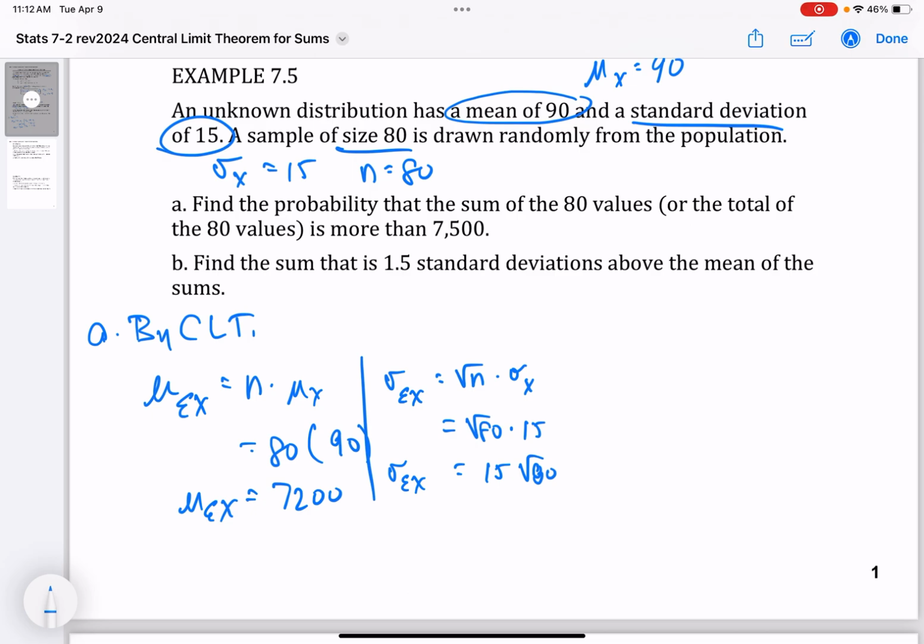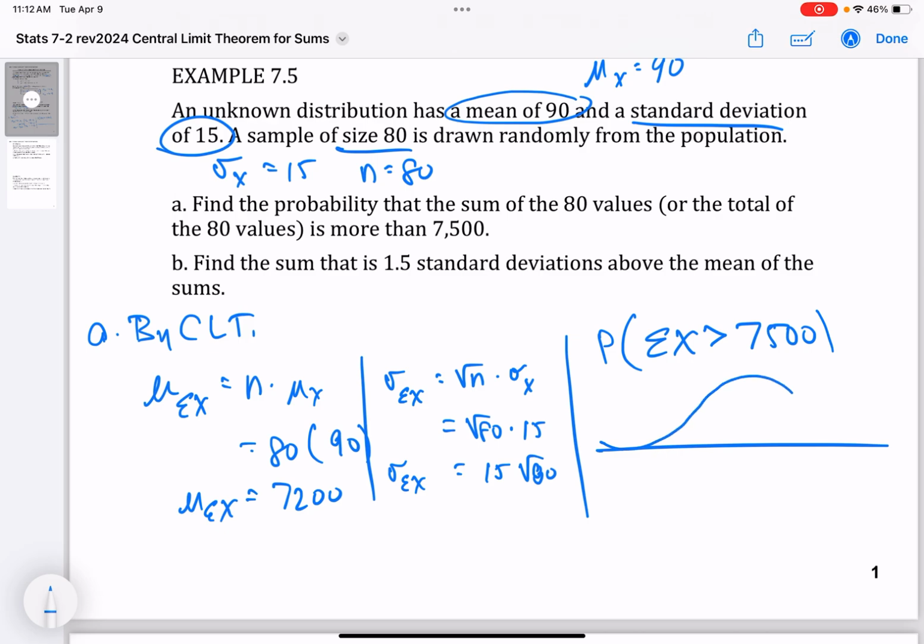On letter A, we want to know the probability that it is more than 7,500. So our probability statement is: what's the probability that these sums of the x's are more than 7,500? If we take a look at the graph, our average was 7,200. We want to be out here at 7,500, more than that. So this is the area that we're trying to find.